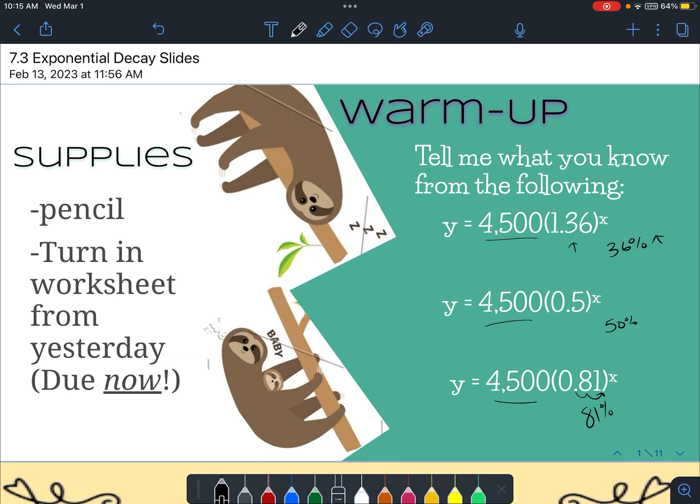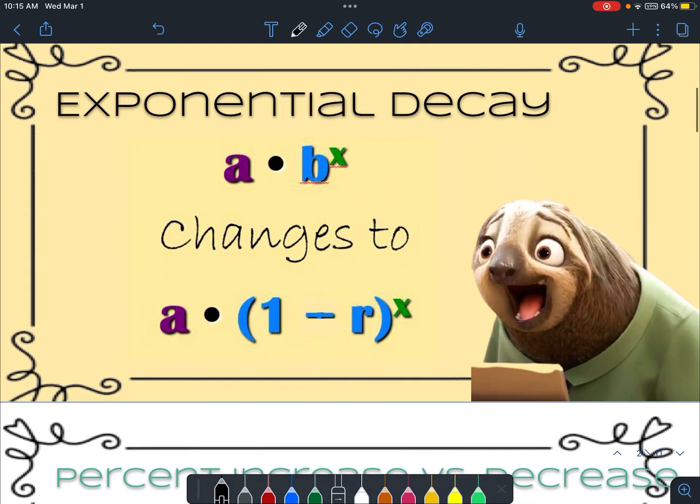So, if we kept 81%, then what technically is our exponential decay? Like, what's the percent that we are losing per whatever this time frame might be, which in this case would be about 19%. So that's what we're going to look at, and so let's get into it.